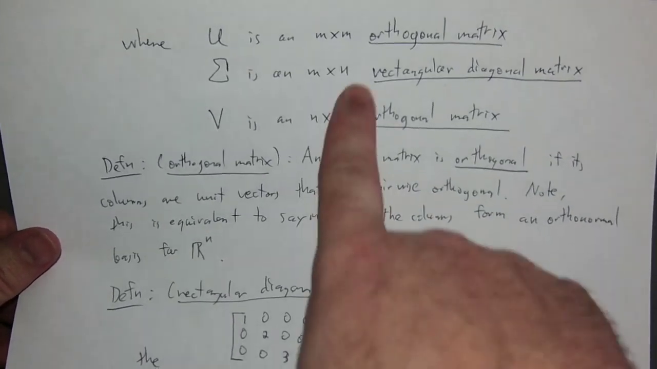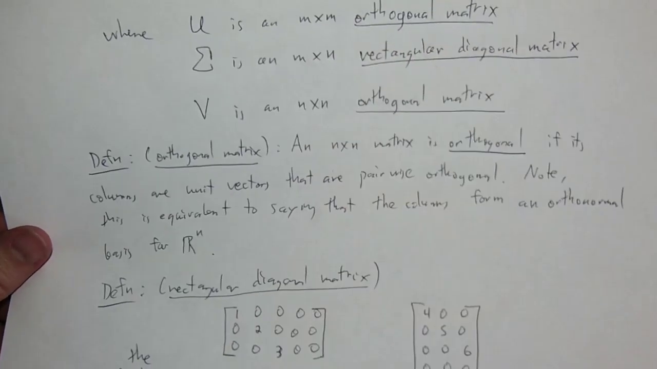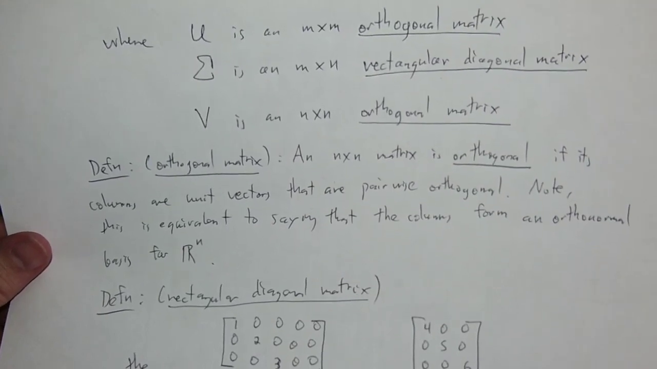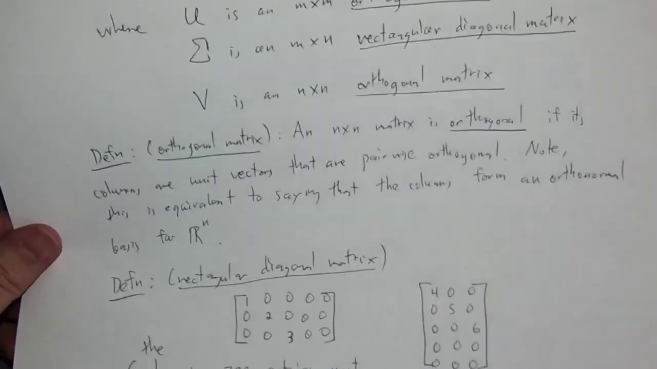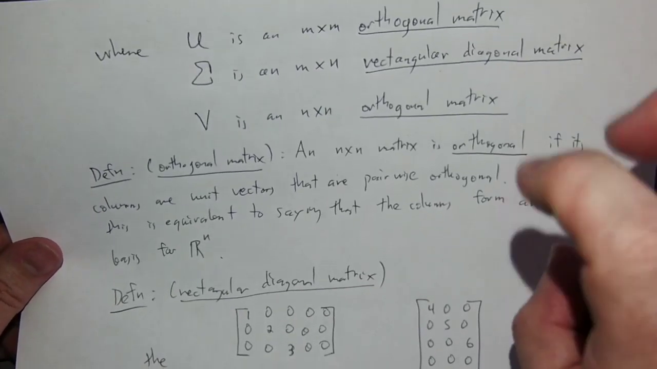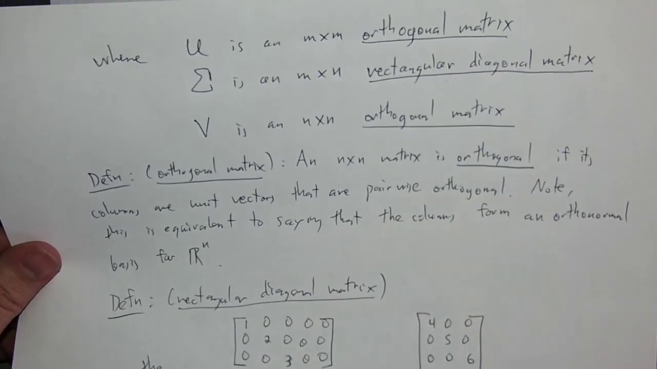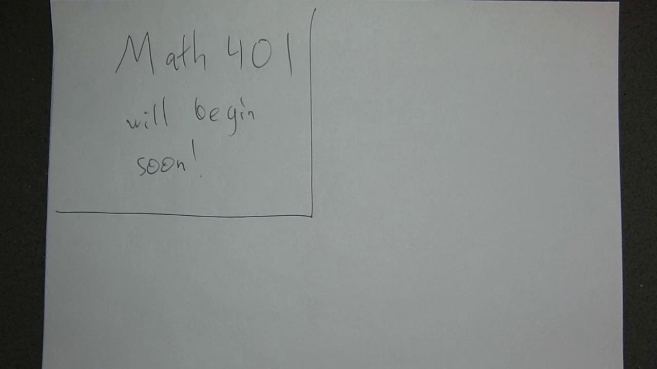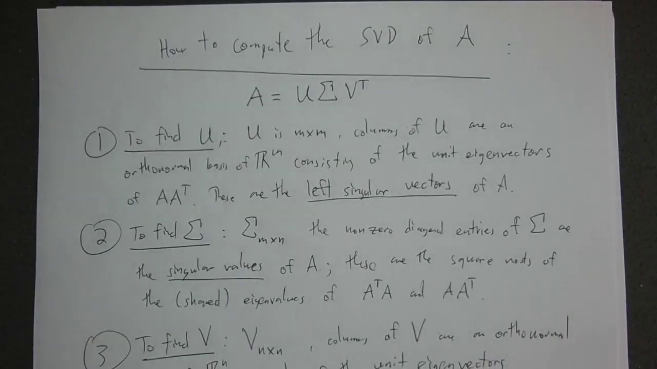So U is an M by M square matrix. It's an orthogonal matrix. Sigma is an M by N rectangular diagonal matrix that has particular values called the singular values for the matrix A along its diagonal. And V is an N by N orthogonal matrix. I gave a definition of what those things are, but here was the important bit, which is how to find it. All right, so again, from last time, how do I compute the singular value decomposition?